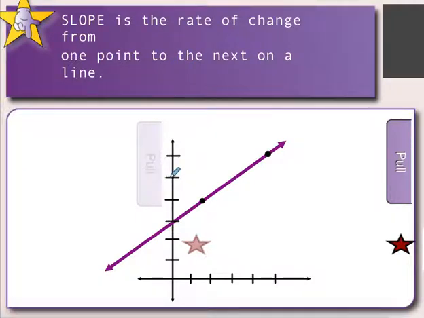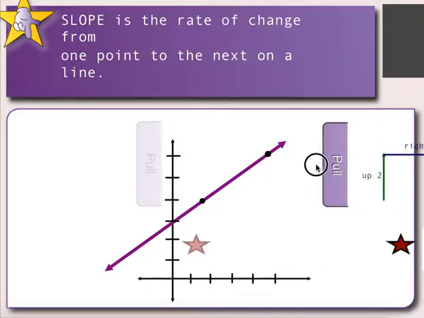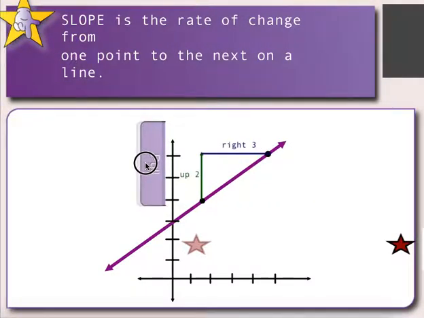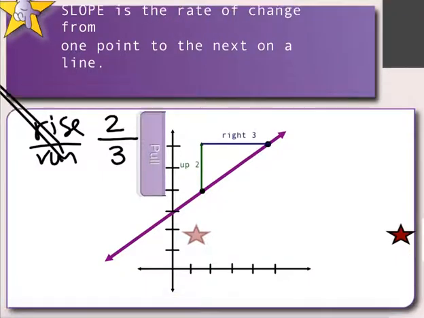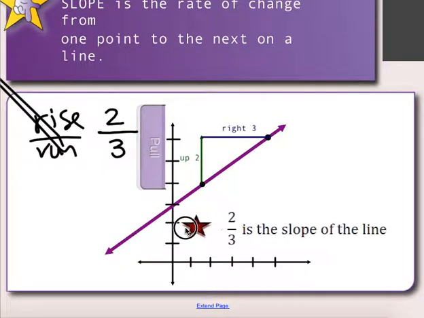So slope is the rate of change from one point to the next. And when we do this, we oftentimes look at a slope triangle, saying how much do I rise over how much do I run? And that is the ratio that we are looking at, rise over run. In this case, up 2, that's the change in our y, so our rise. So we're going to say up 2, that's a positive amount, and right 3 is a positive amount, that's our run. So our slope is going to be 2 over 3.